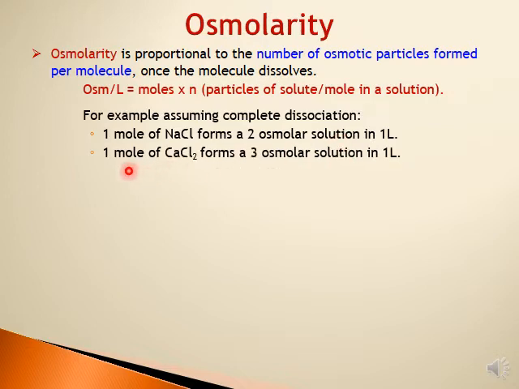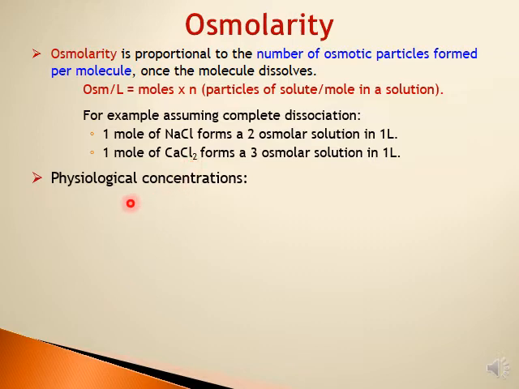Another good example: if I have 1 mole of calcium chloride dissolved in 1 liter of water, this will give me a solution that has an osmolarity of 3 osmoles per liter. Why? Because 1 molecule will give me 3 ions, 1 calcium ion and 2 chloride ions. So in the solution I have triple the osmolarity.